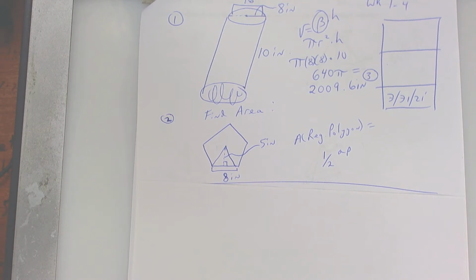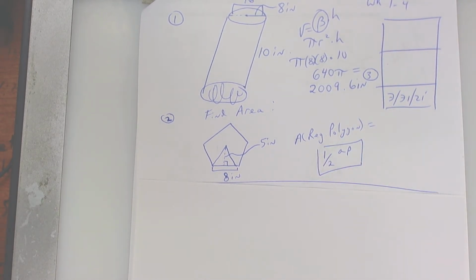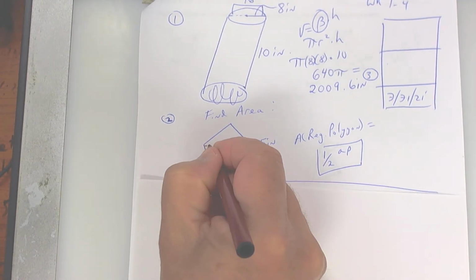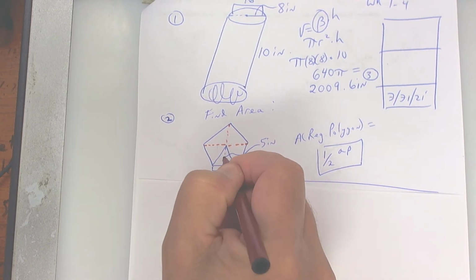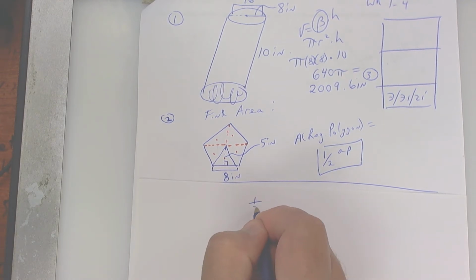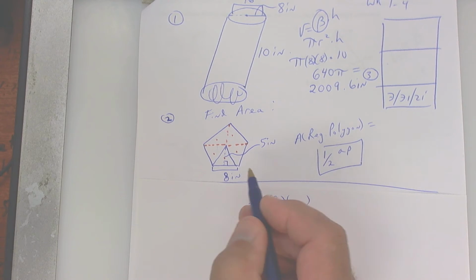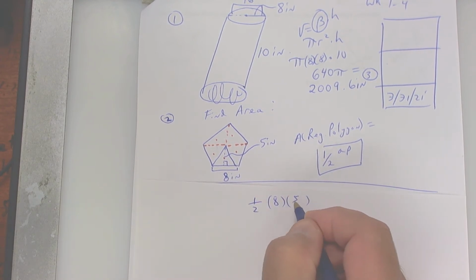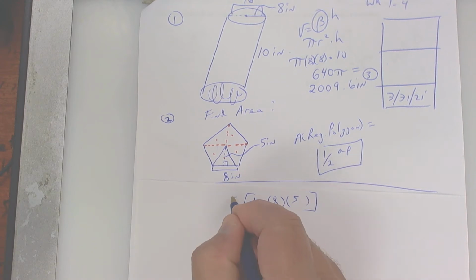Now what you could do, if you don't know this formula, you could go ahead and break this up into triangles here. So you could say, I got a bunch of triangles here. I should have 5 of them. 1, 2, 3, 4, 5, because it's a pentagon. So I could technically do 1/2 the base, which is 8, times the height, which they call the apothem, is 5. And then you have 5 of these, so you would multiply by 5.